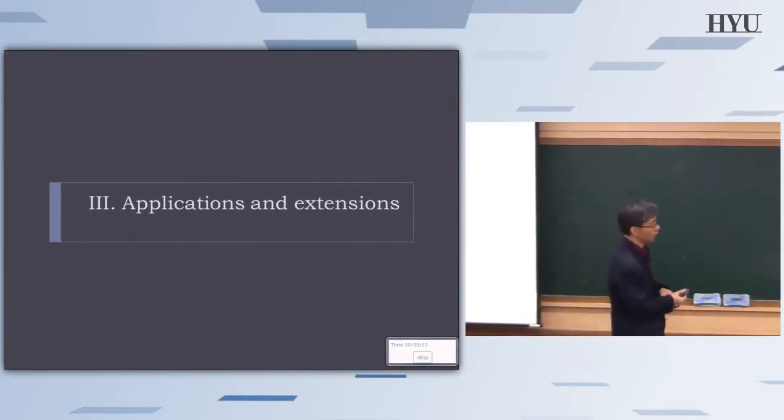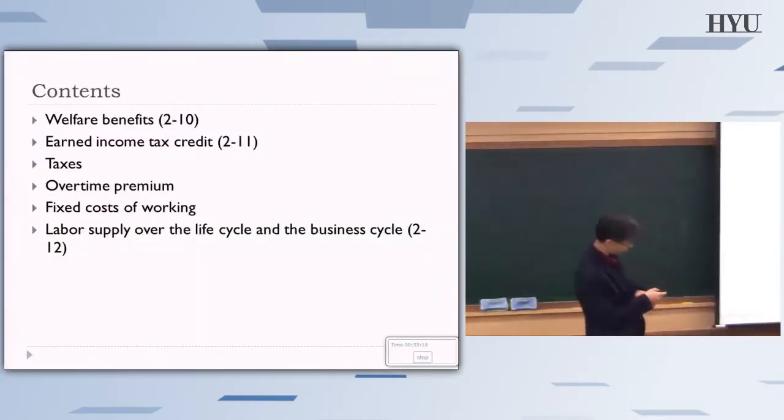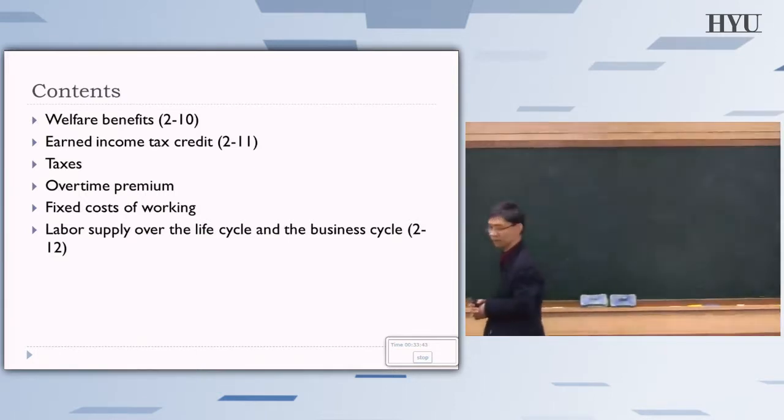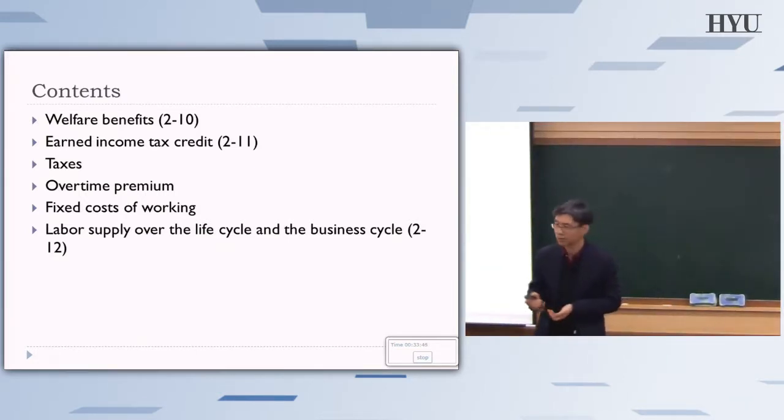The important application parts are: what are the effects of welfare benefits on labor supply, what are the effects of the earned income tax credit (I will talk about what it means later), and taxes. So these three are generally government policies. Those two are government transfers, and this is tax, obviously. Transfer is what's given to people. Tax is what's collected from the people.